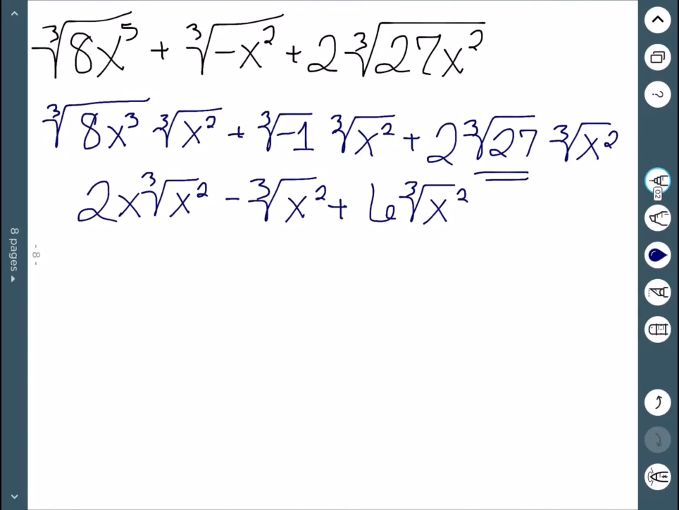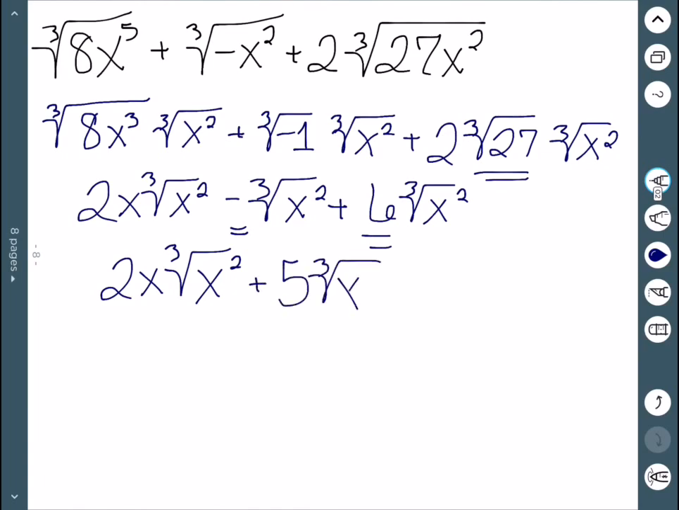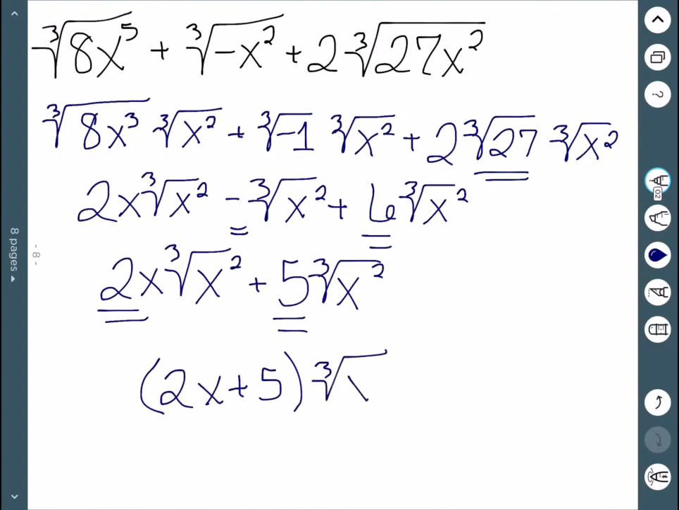I can try to add the numbers in front. I'm going to start with doing these for the last two. Negative 1 plus 6 is 5. If I try to add the numbers in front here, I can't add this because it has an x. One has an x and one doesn't. But I can write it as 2x plus 5 times the cube root of x squared, where I basically factored out what they had in common.